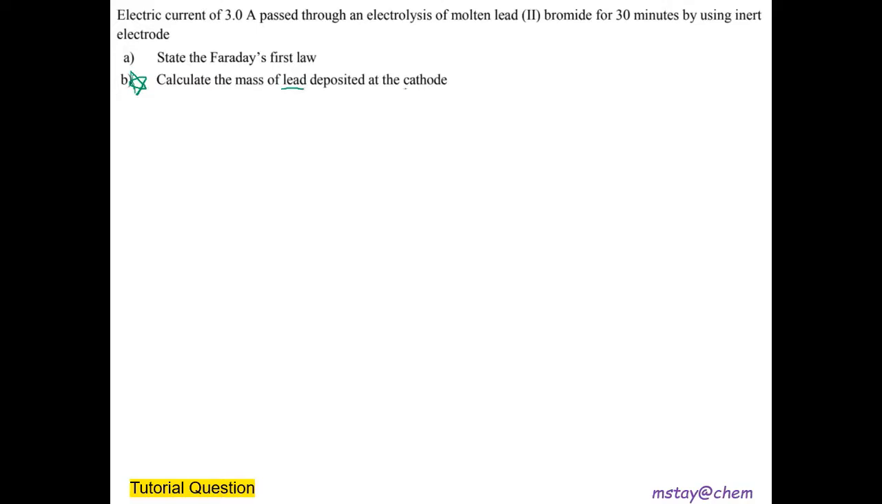But for sure, before we go to question B, we have to go through the main question. Electric current 3 ampere passes through an electrolysis of molten lead(II) bromide for 30 minutes using inert electrodes. Once we look at the term molten, we know that the physical state is liquid. So the ions present in the electrolyte are Pb2+ and Br-.